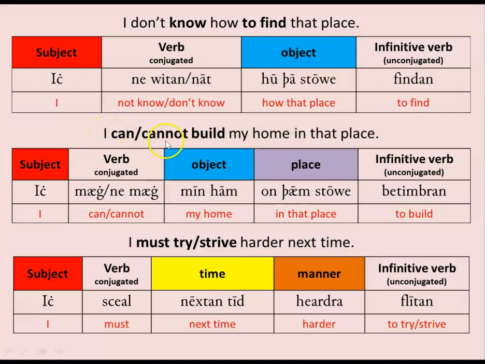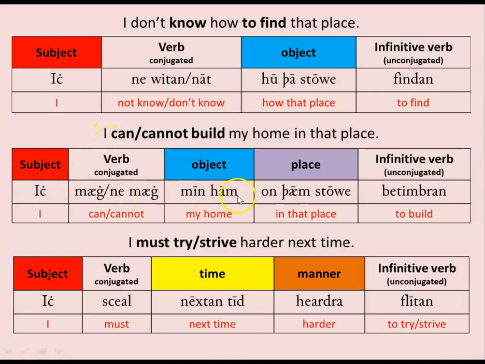Next one, I cannot build my home in that place. So there's two sentences in one here. Let's deal with I can build my home in that place. The second verb is build. That will go to the very end in its infinitive form, betimbaran.